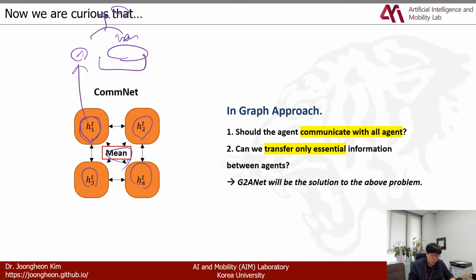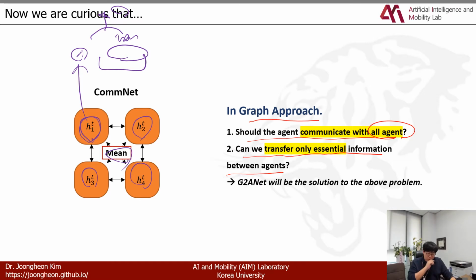So ComNet is only meaningful once we can assume that all agents are identically equivalent. Then ComNet is very powerful in that case. In the graph approach, our target ComNet algorithm is meaningful only when all the agents are equivalent. So should the agent communicate with all agents? My answer is yes. Can it transfer only one essential piece of information between agents? No, the information should be shared all together.